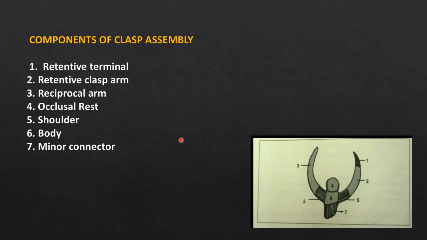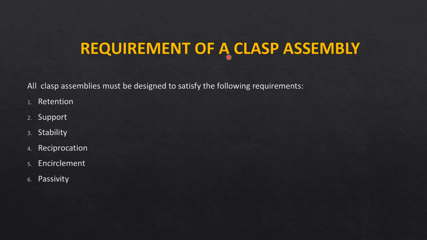So, this is a clasp assembly, and these are the various components of a clasp assembly, which is basically a direct retainer. So first is the retentive terminal. You can say this pointy tip, this is the retentive terminal, and then this whole part is known as the retentive clasp arm. Then we have the reciprocal clasp arm, we have the occlusal rest, we have the shoulder. This shaded area is called the shoulder, and this is the body. And the seventh is the minor connector, which attaches the direct retainer assembly or the clasp assembly to the cast partial framework.